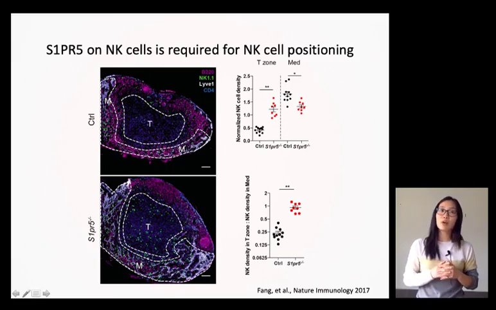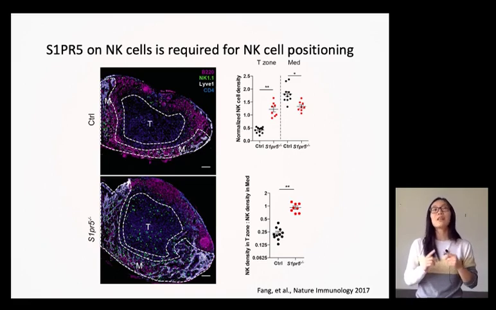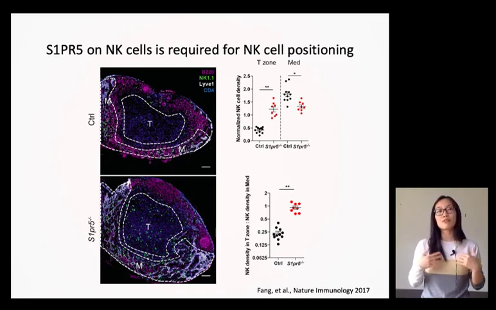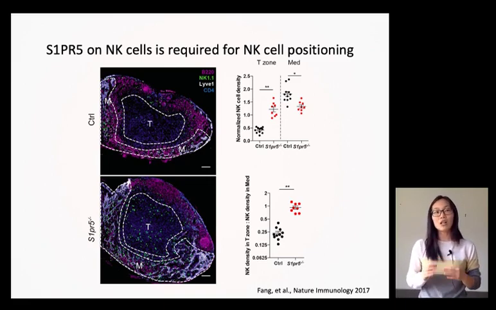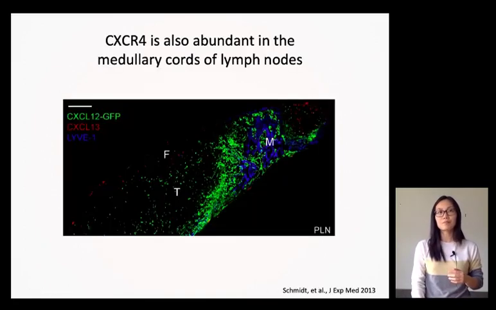We did generate mixed bone marrow chimeras with these S1P5 knockout and wild-type NK cells within the same wild-type host, and this demonstrated that S1P receptor 5 was required on NK cells in a cell-intrinsic manner. One thing I'll note here is that although NK cells are no longer preferentially in the medulla when we disrupt S1P gradients or the signaling, not all of the NK cells left the medulla. You can still see many NK cells localized in the medulla. This suggested to us that another unknown player might also help NK cells maintain localization in the medulla.